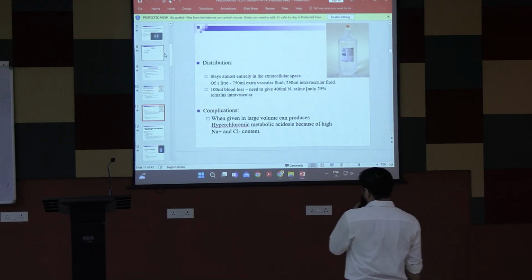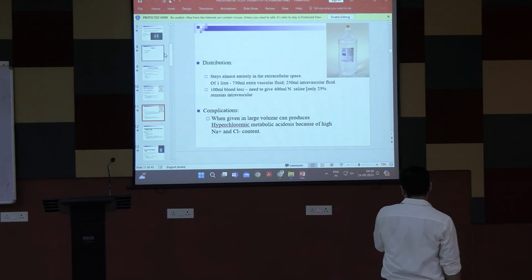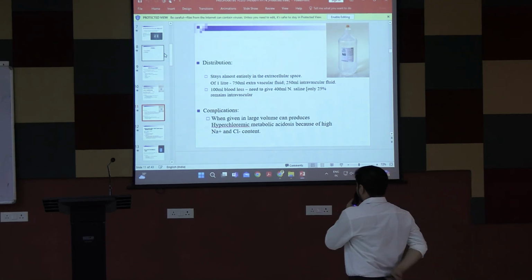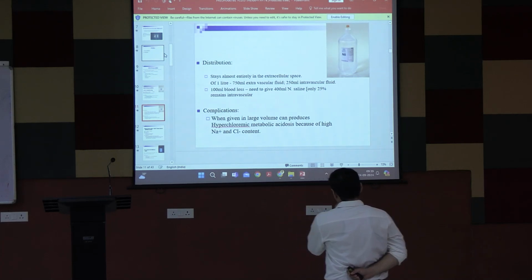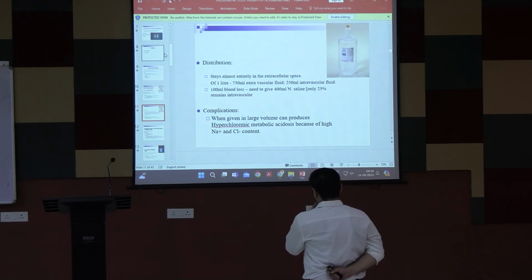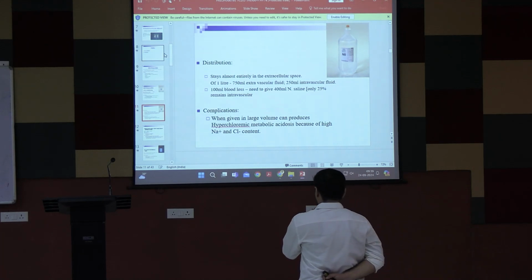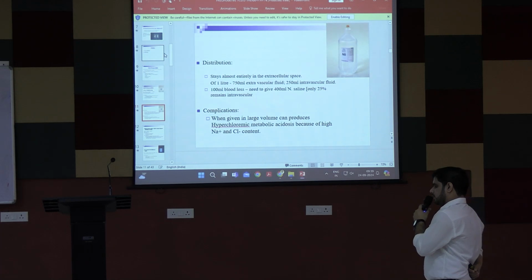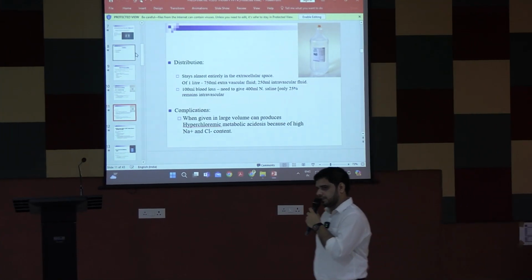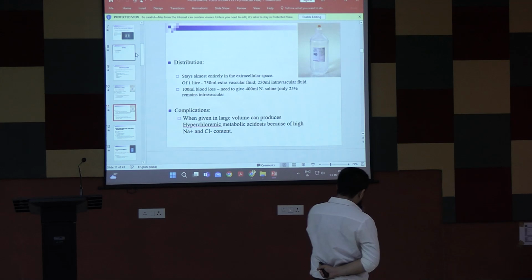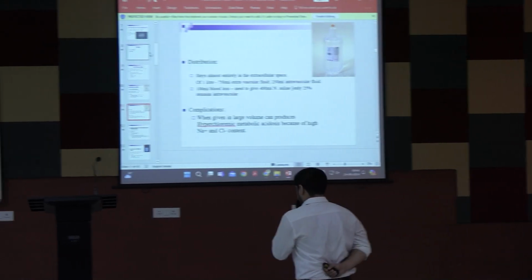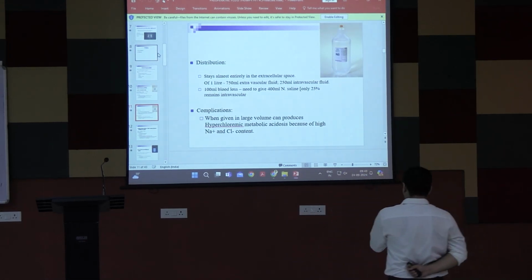Distribution stays almost entirely in the extracellular phase. Of 1 liter, 750 ml is extravascular fluid and only 250 ml is intravascular fluid. So, if normal saline is given to a patient, it mainly goes to the extravascular fluid, less to intravascular fluid. This is very important during hypovolemic shock, because if normal saline is given, mostly it goes off to the outside of the vessels.